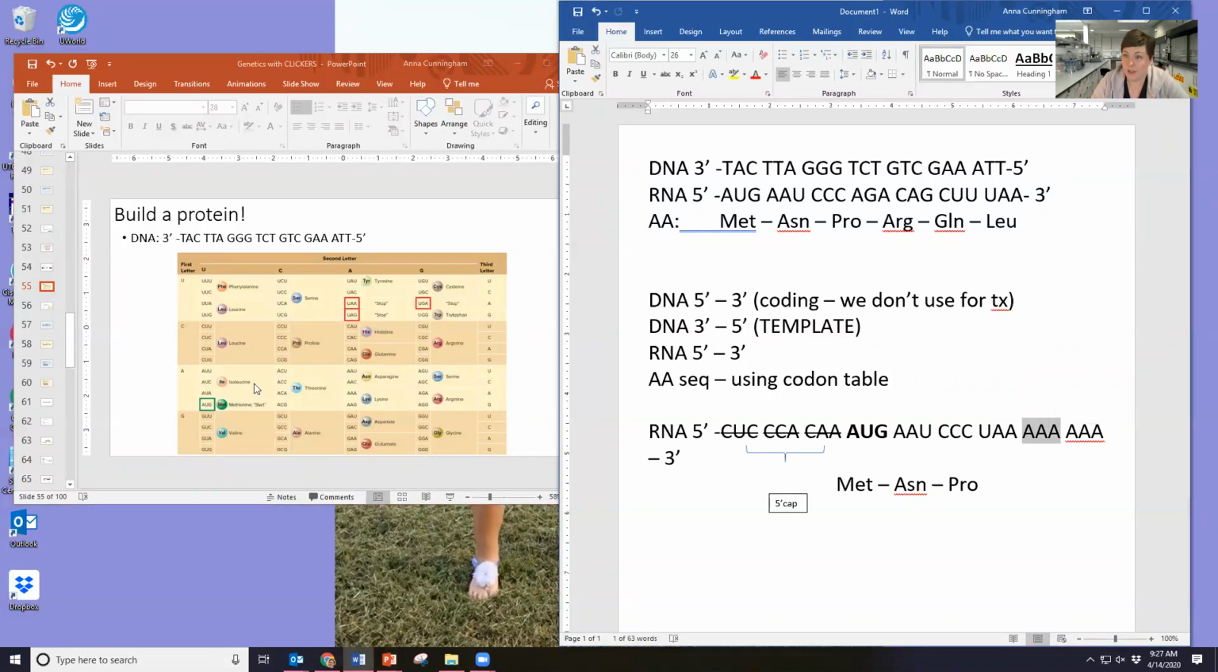After that, you do have AAA, right? Which codes for lysine, that is a codon, but because you got that stop codon, that is where translation stops. We do not translate anything after a stop codon.